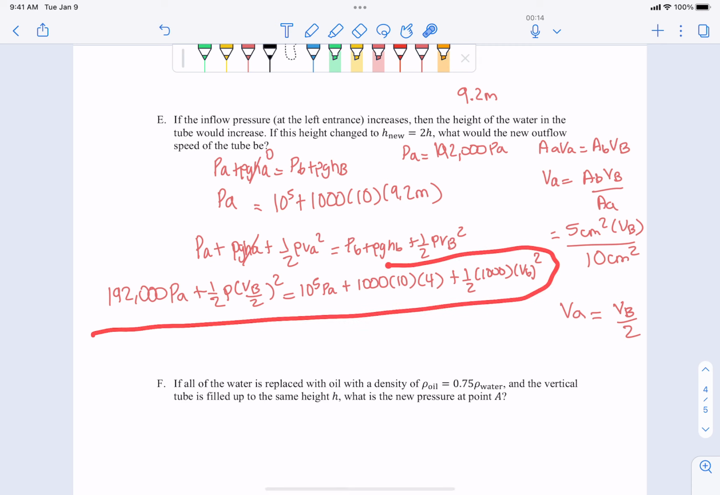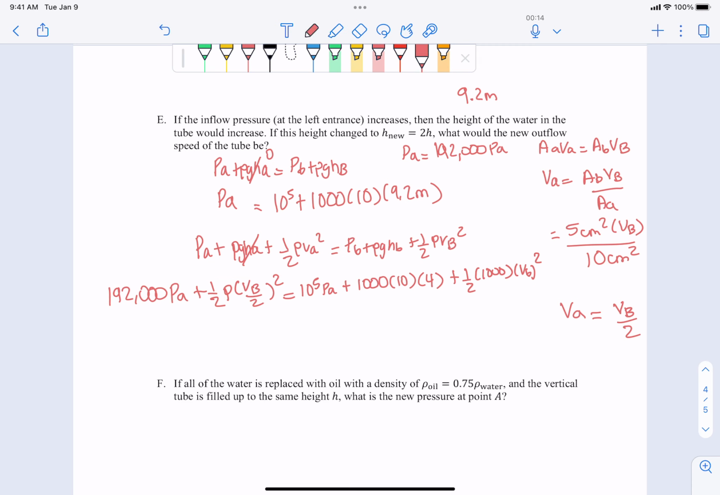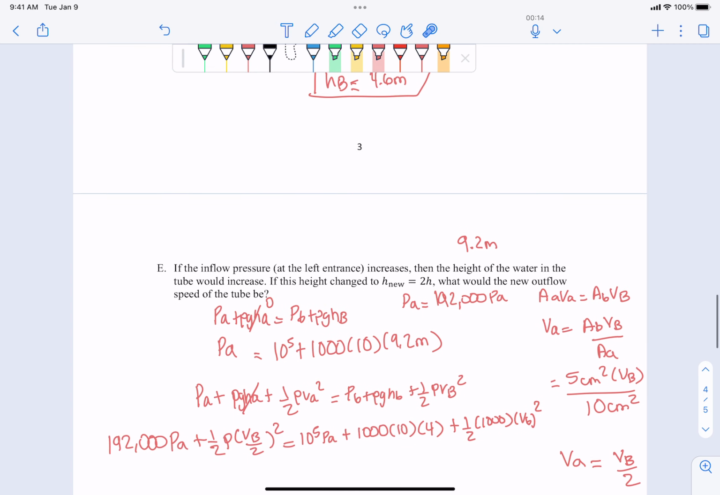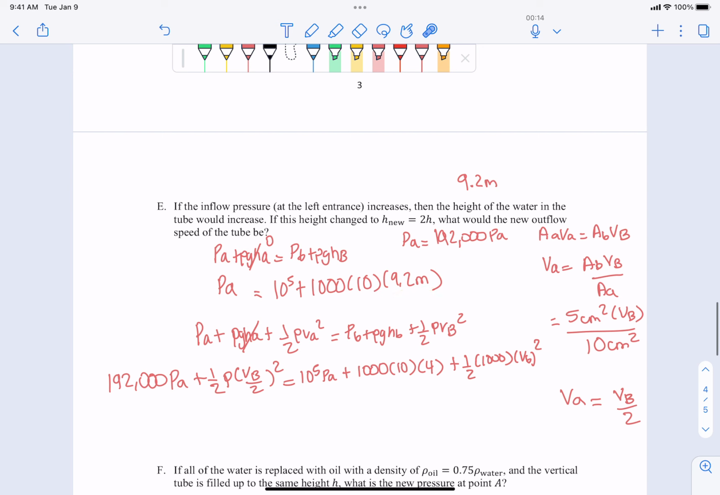This is pretty much the entire equation set up right here. From that we can do our own manipulation and solve for VB. To reiterate, we have an increase in the inflow pressure, so that will change the pressure at point A, and we can figure that out from this piece of information. We know that the new height of the vertical tube is 2h, so 2 times 4.6 is 9.2. Using this equation, we can figure out the new pressure at point A just by doing the pressure at B plus rho g hB.